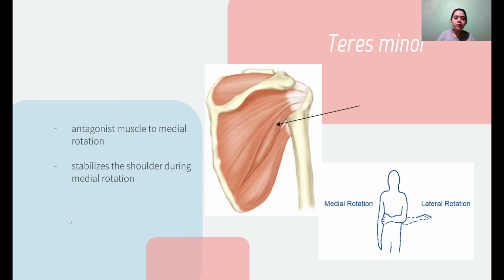So when that happens, that's not the teres, rather it's the opposite muscle, since it's called antagonist. So the opposite muscle to the medial rotation contracts. So it stabilizes the shoulder during medial rotation. That's why it's at the back. Because when you do the medial rotation, what you're actually stretching are your muscles from the anterior part, and the opposite ones are from the back, and teres minor is at the back.